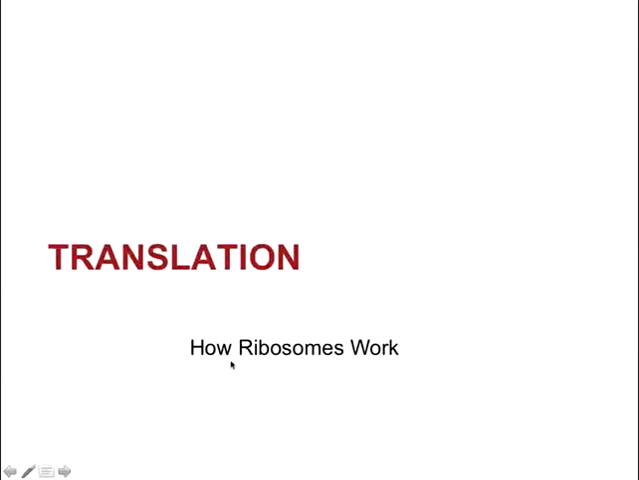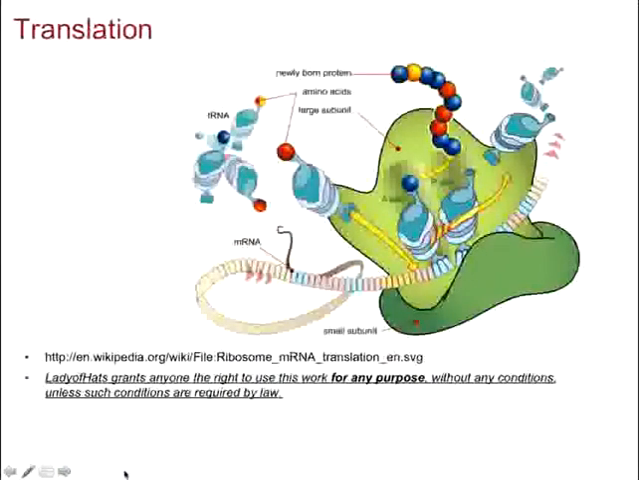This is the first of three lectures involved with translation. So I want to talk about how the ribosomes do their job. Many of you probably have already taken this in introductory biology, but here's a somewhat familiar sight. We've got ourselves a ribosome. We've got a messenger RNA along here.